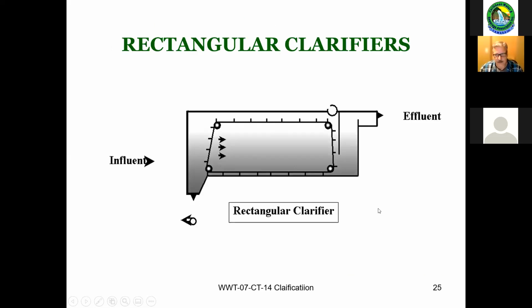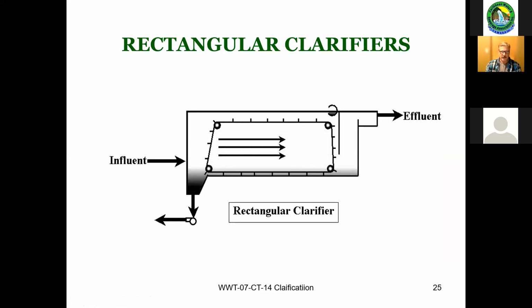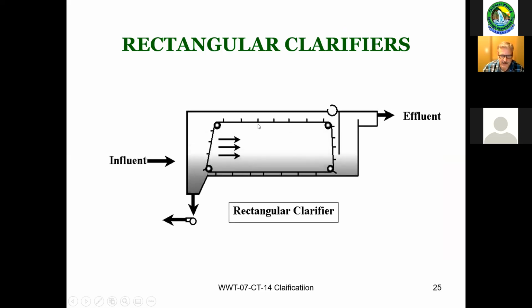So rectangular clarifiers have the same concept as a circular clarifier, except you have a chain and flight mechanism. Sludge settles to the bottom. It's dragged along the bottom of the tank to this hopper, and a sludge removal system removes it. Scum forms on the top, and then you've typically got a manual system to remove scum several times a day. There would be a weir that's stopping the scum from flowing.